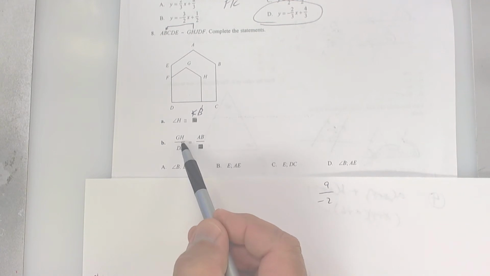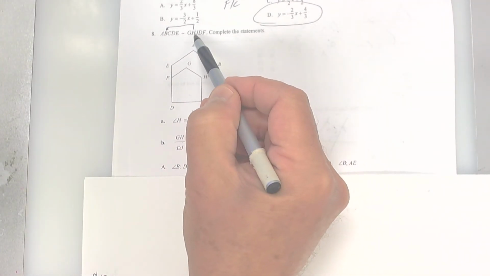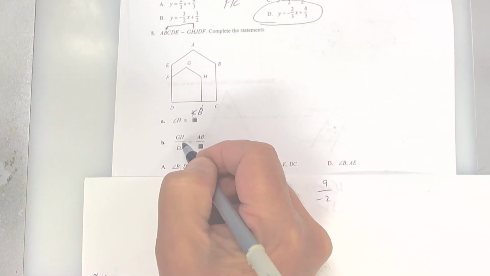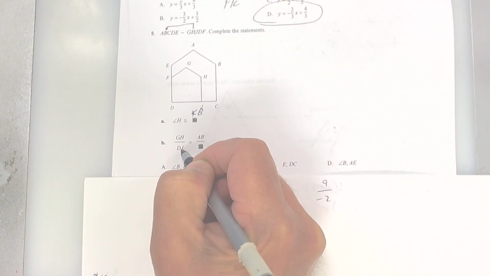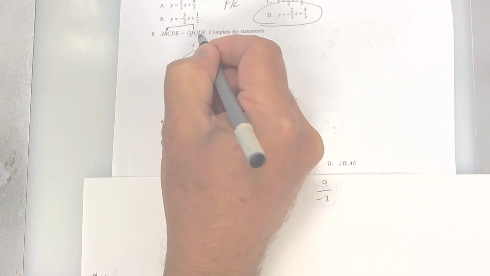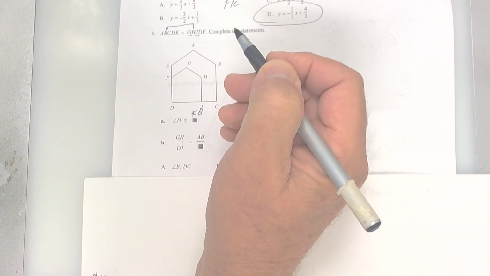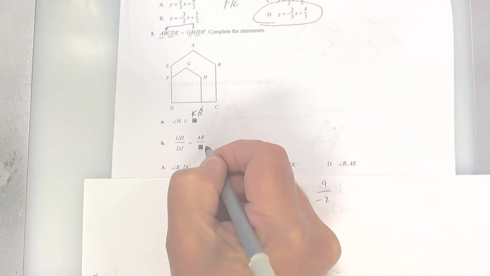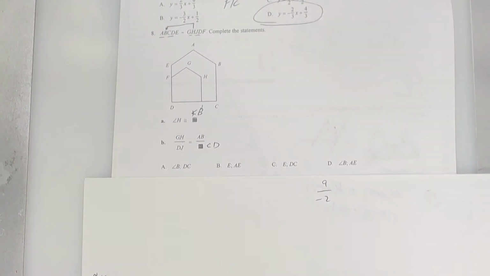All right, let's follow the pattern. So GH is the first two. It should be over, let's see what they're doing. GH over DJ. So DJ. So this over this. That's what they're doing. So now they got AB. So you're going to say CD should be the answer. Okay. So just follow the pattern. Let's see if it gives us a choice.